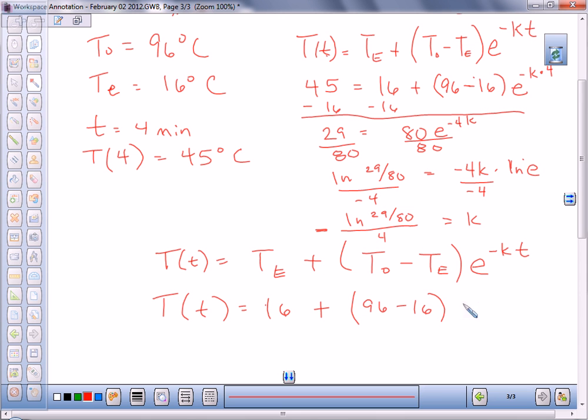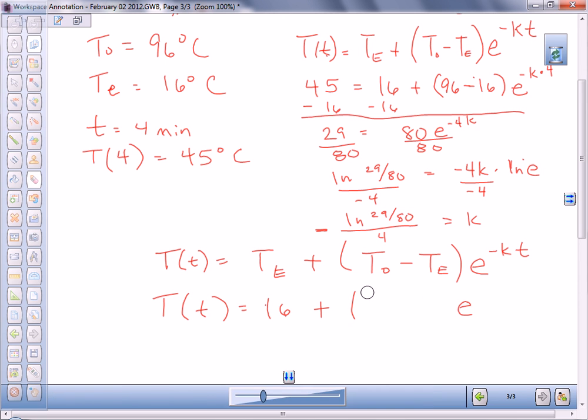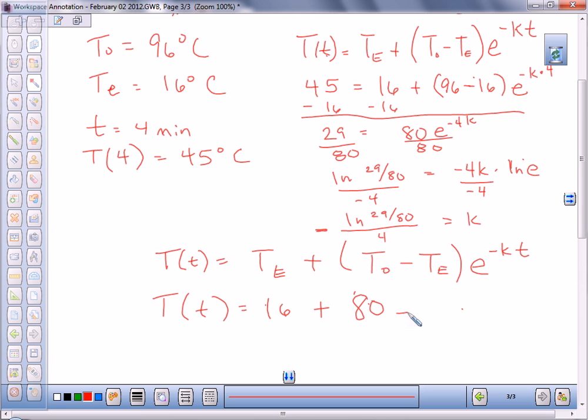Okay, so now I'm plugging in what I know. I know the 16, I know the 96. So really, instead of writing 96 minus 60 right here, what could I just write? 80. Okay, thank you. So that simplifies it a little bit. Now, I just solved for K, and I got negative ln of 29 divided by 80, all divided by 4. Now, what happens when this negative and that negative get together? It makes positive. So, I just wanted you to make sure you knew why that negative went away.